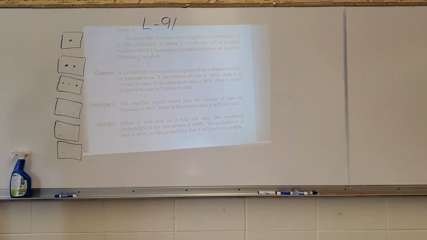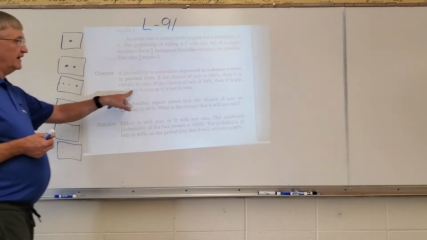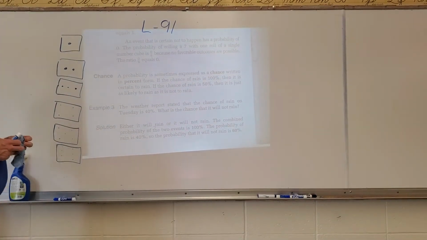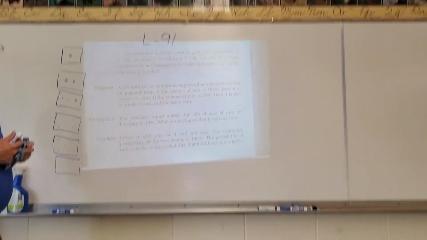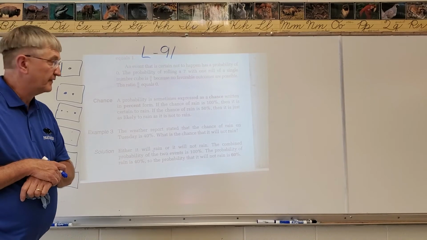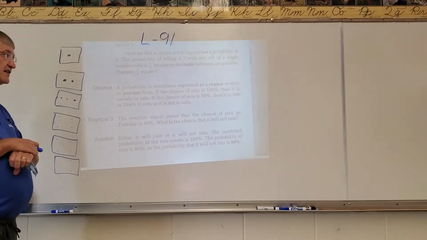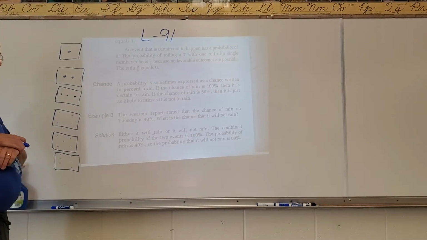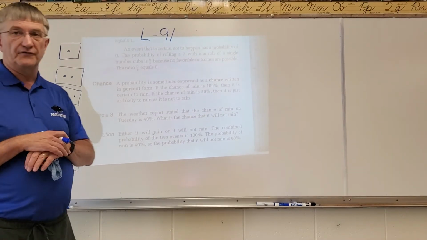All right, so let's kind of go through this. If it's 100% chance of rain, then it is certain to rain. Yes, that means all conditions, you better take an umbrella when you're going. If it's 50% chance of rain, then it's just as likely to rain as it's not to rain. That means 50-50 chance.